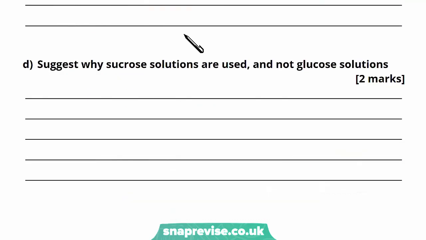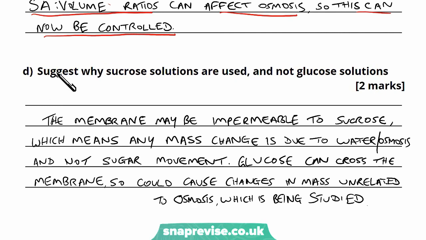So the next part says, suggest why sucrose solutions are used and not glucose solutions. So this is one of those suggest problems. You may not have come across this thought process before. You may never have thought about why we use sucrose and not glucose. But you have to just think about the topic that we're talking about in terms of osmosis and what we're trying to look at here. Why is it better to use sucrose than glucose? So always put it in a bit of a context.